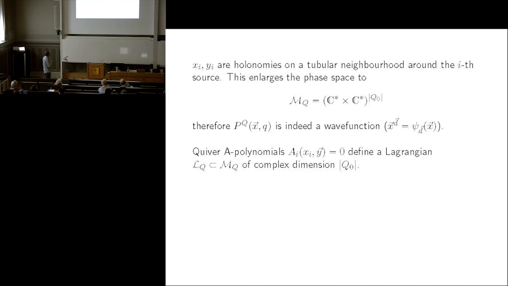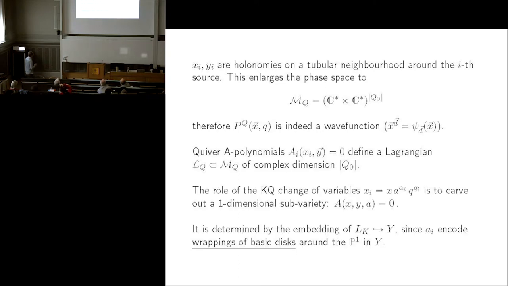Now we can also see what is the role of the quiver A-polynomials. These equations that arise at saddle points, they define a Lagrangian submanifold in this larger phase space of middle dimension, and this corresponds to connections that can be extended from the boundary into the bulk in presence of these sources. And finally, the role of the knot-quiver change of variables is to further reduce this Lagrangian submanifold to a one-dimensional subvariety that is the augmentation curve. So here we learn something that's also a bit surprising. You learn that the augmentation curve, in many cases, well, at least in those cases for which the knot-quiver correspondence holds, it can be decomposed into some building blocks that take a universal form.